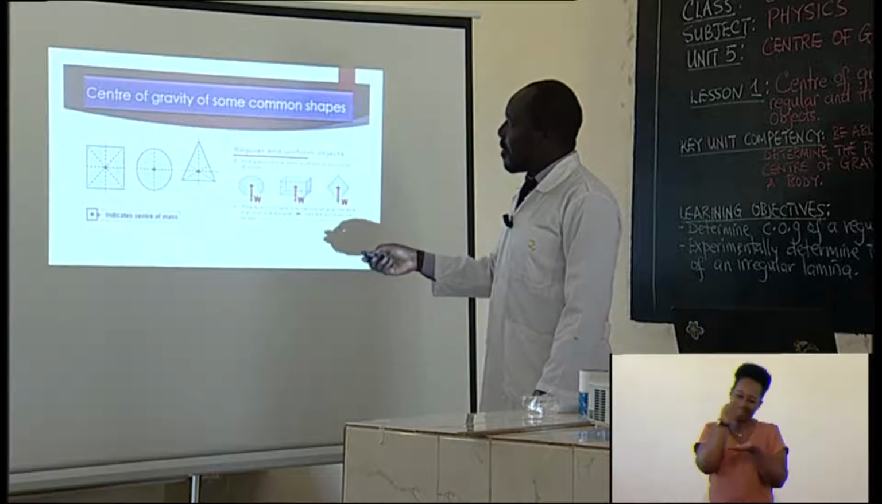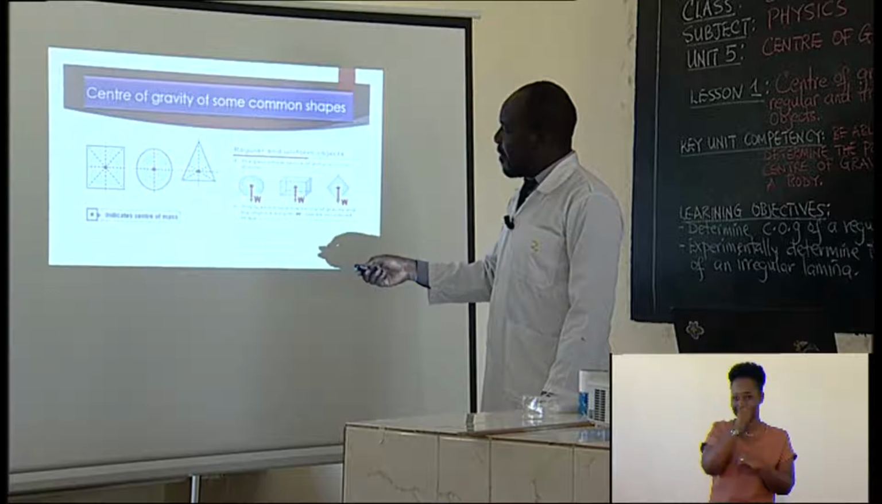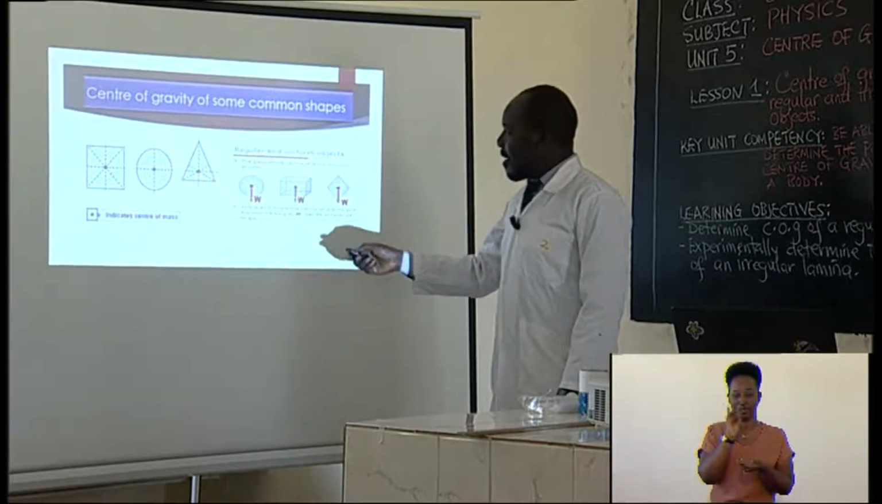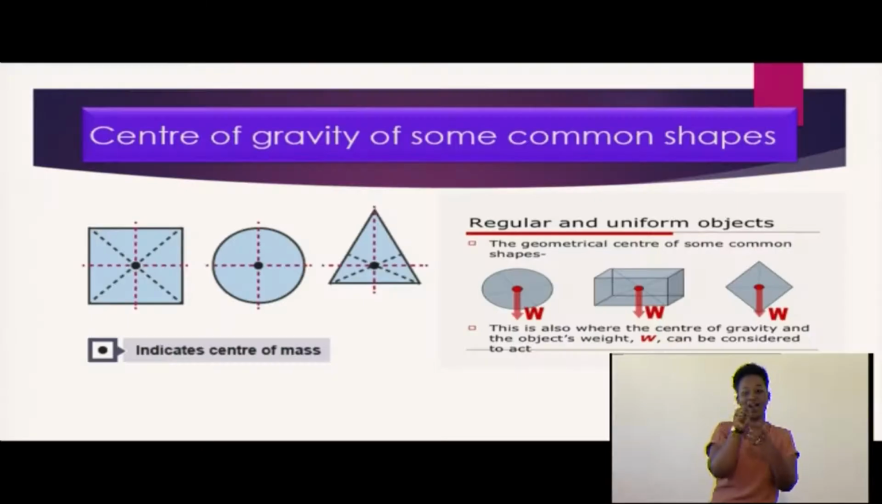For a circular disk like this one, the center of gravity is where the two diameters meet. For a triangular object, lamina like this, I think we have a copy also on the board.